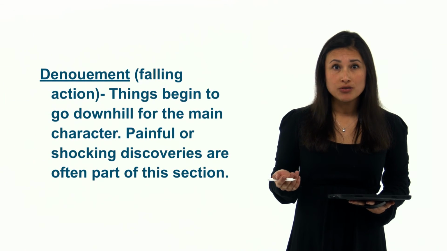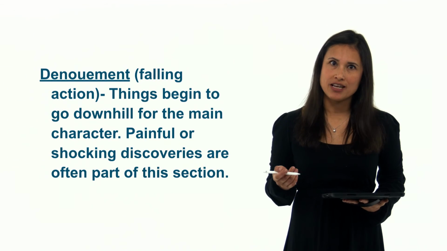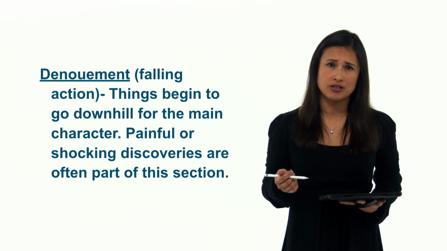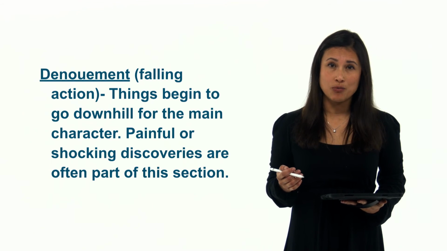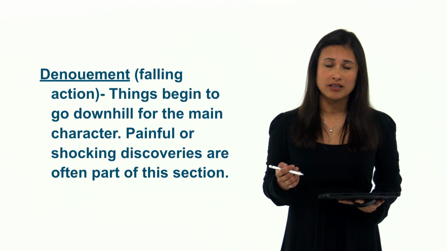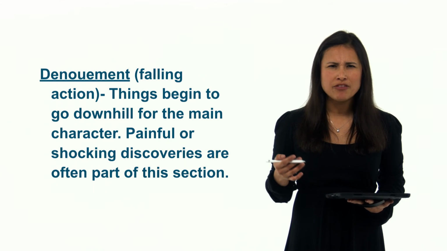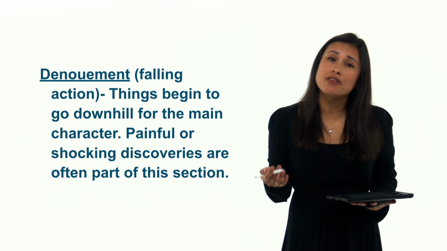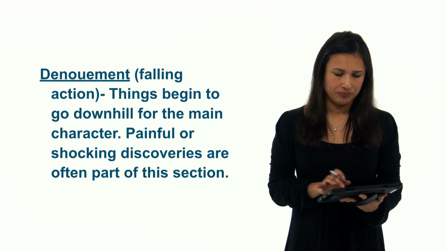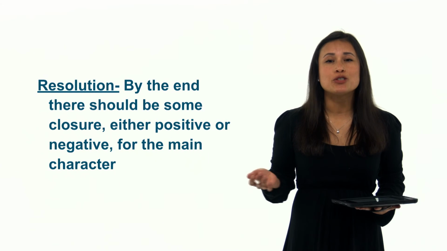The denouement, or falling action, is where things begin to go downhill for the main character. And the reader starts to worry that the character is not going to get what he or she needs by the end of the story. During this time, painful or shocking discoveries can be revealed, which make it clear why there is a setback in the character's journey.